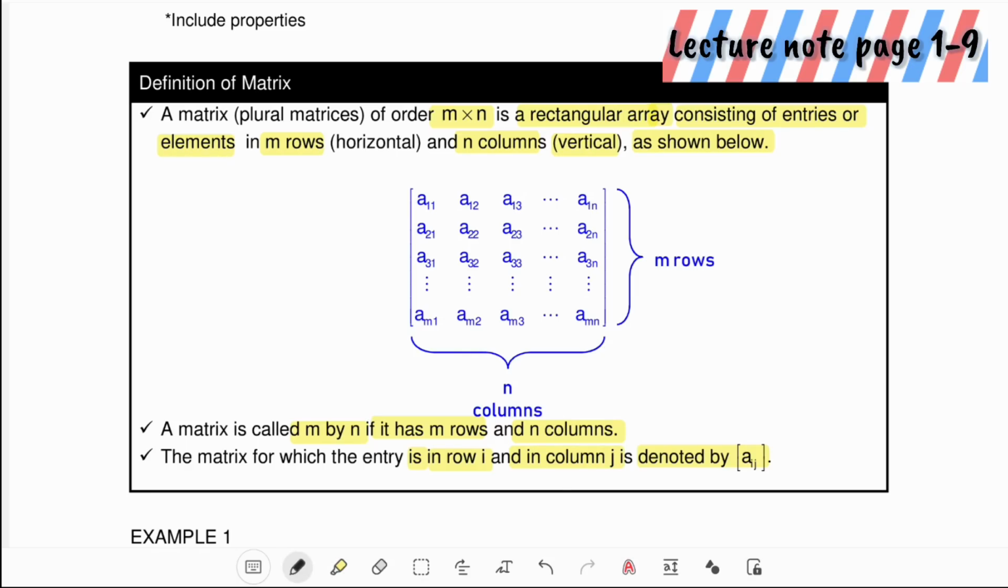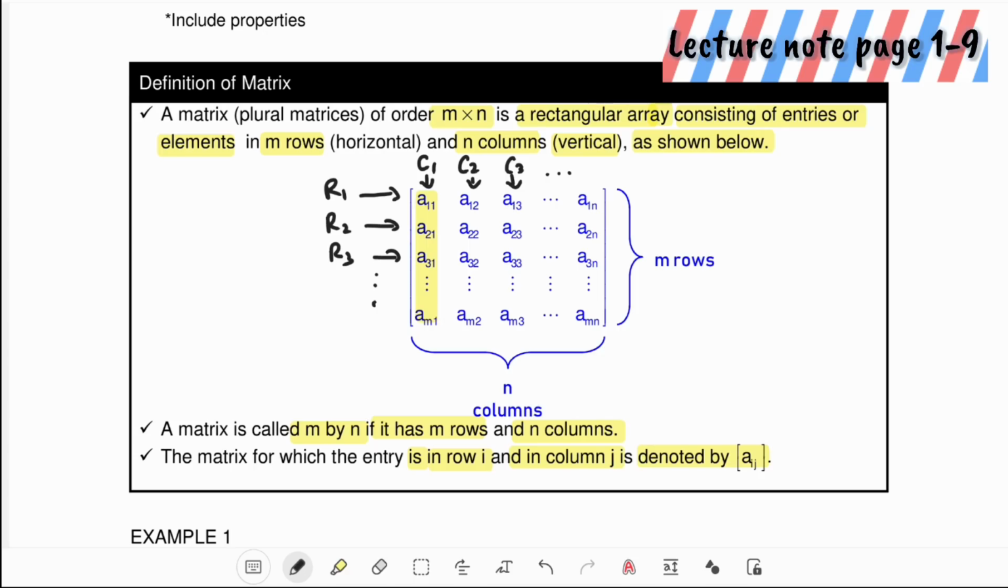Let's say you are given a rectangular array consisting of entries like this one. How are we going to identify the number of rows and the number of columns? The number of rows is taken horizontally: we call this the first row, this is the second row, the third row, and so on. How about the columns? We identify the number of columns vertically. This is the first column, the second column, the third column, and so on.